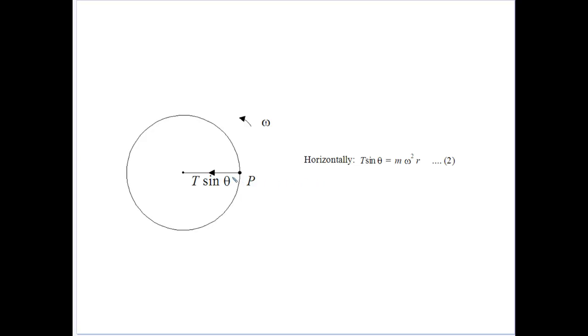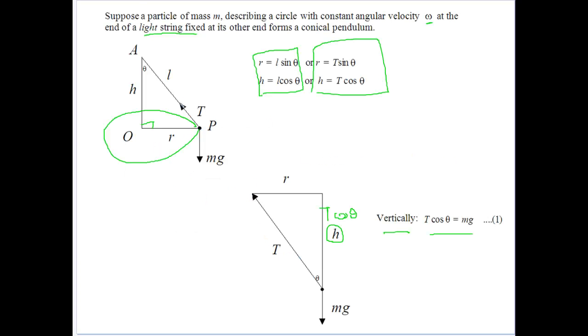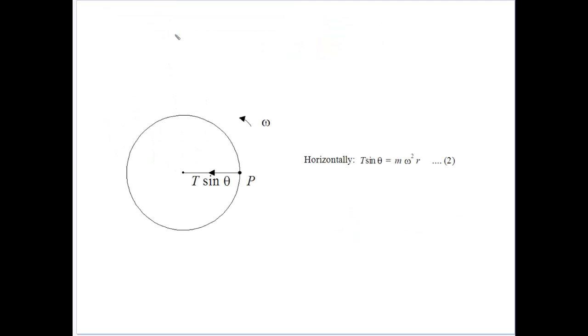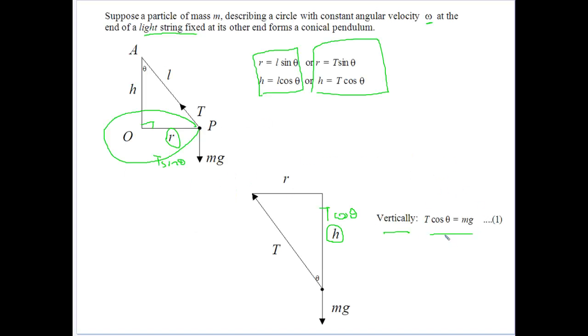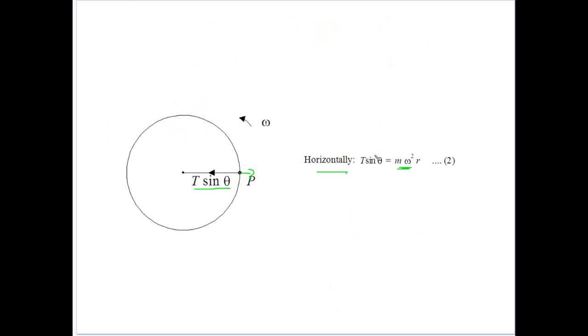Horizontally, we've got T sine theta from this diagram. That's T there, and that's theta. Instead of r, this could be written as T sine theta. So that's where we get the force along the inside towards the center. On the particle at all times, we have T sine theta acting towards the center, and we've got m omega squared r, which is the force acting against it. So T sine theta is equal to m omega squared r. That's solved horizontally. So there's our two situations, vertically and horizontally.